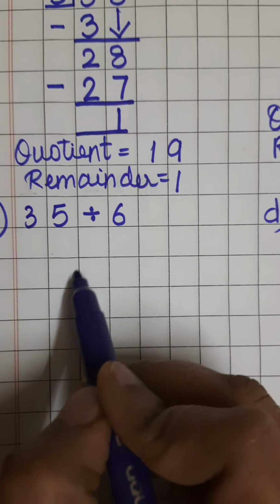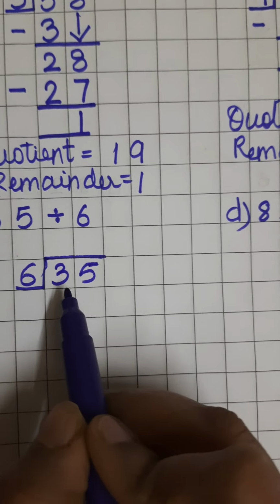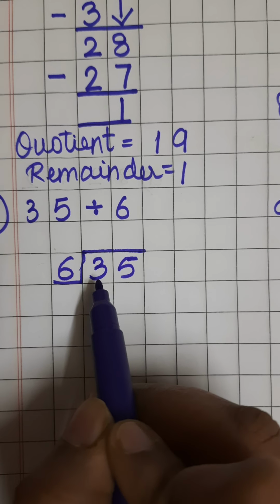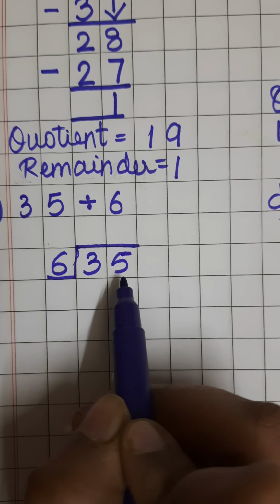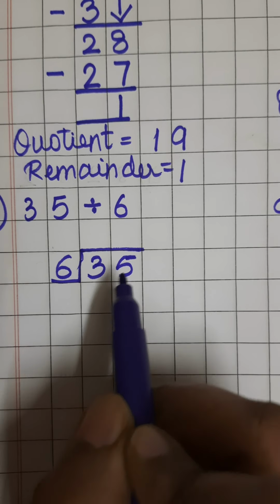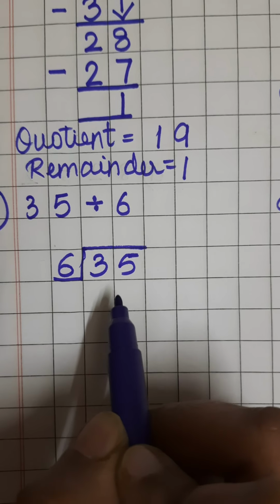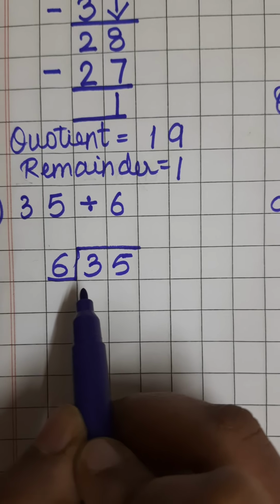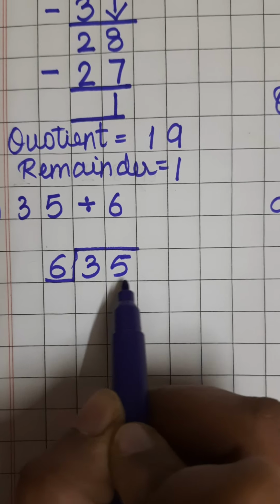Taking the next example, dividend, divisor. Now checking the first digit, it is 3. 3 is smaller than 6. So in such a case, when the first digit is smaller than the divisor, I will take both the digits. You have this choice whether you take one digit or both the digits to start the division process. So now since 3 is smaller than 6, I cannot subtract further, so I will take 35.